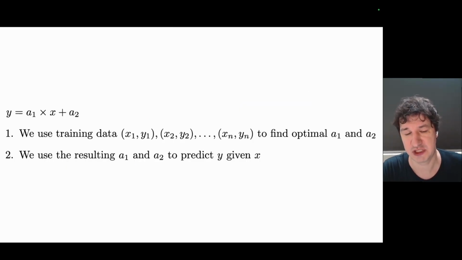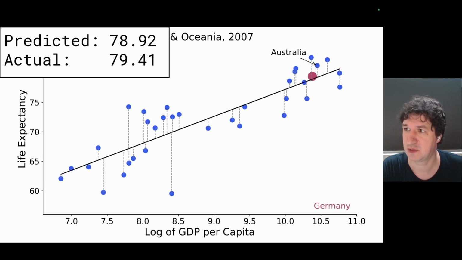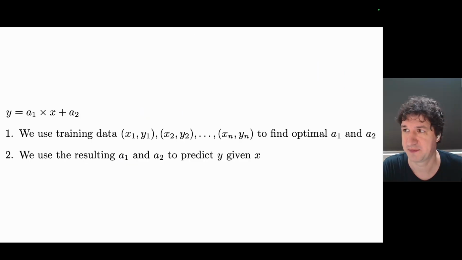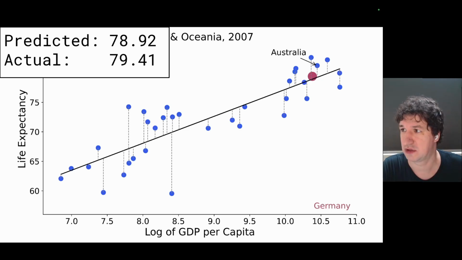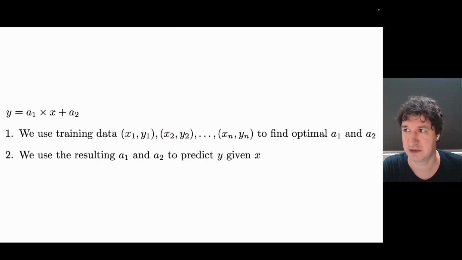So more generally, what we just did, we used a very simple function, just a linear function, y equals a1 times x plus a2. Then we used some training data to find parameters a1 and a2 in an optimal way. So in this case, we just determined the slope and intercept for our line. And then after we did this, we fixed this a1 and a2, we fixed this line, and we can use it then in the future for other x values to predict y. So in our case, we used different values of GDP per capita to predict values of life expectancy.